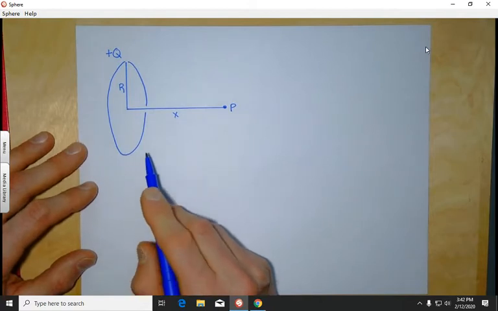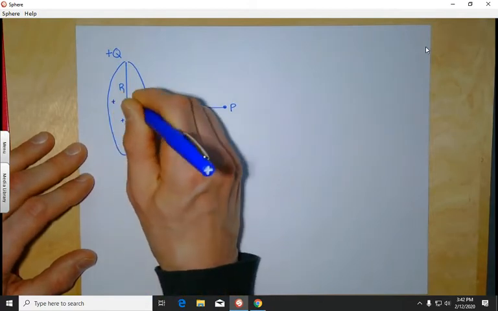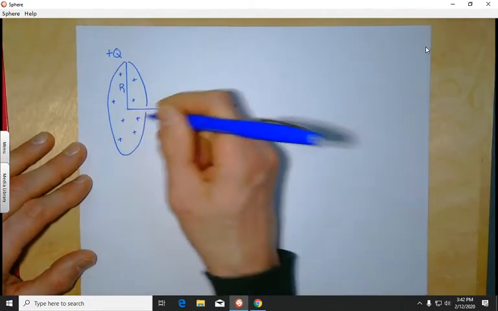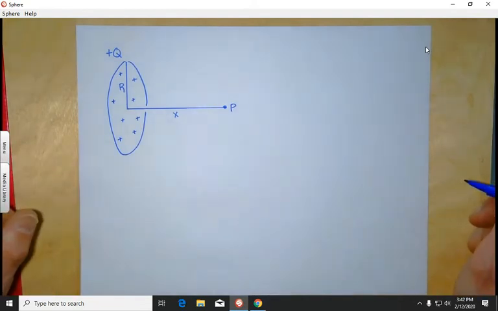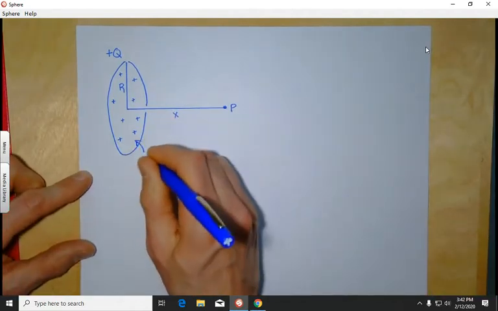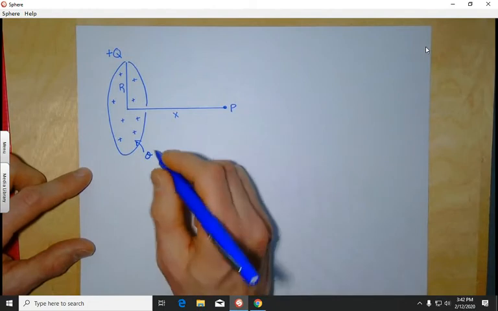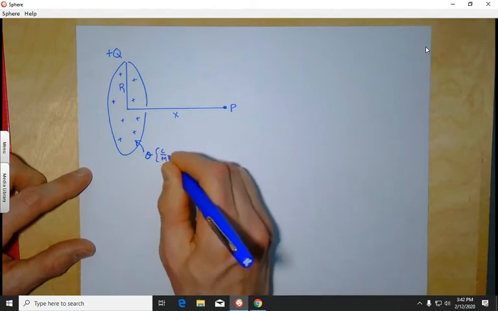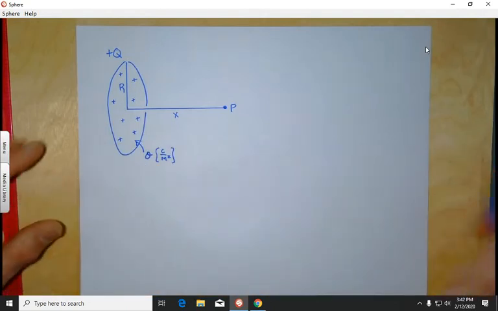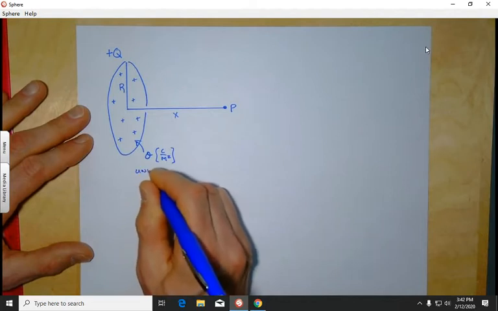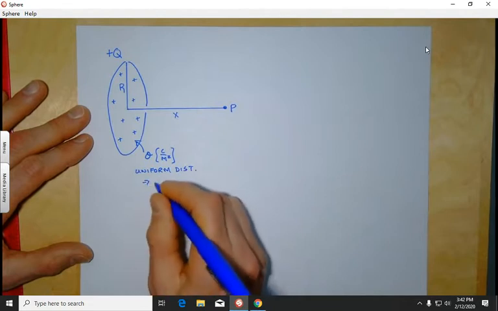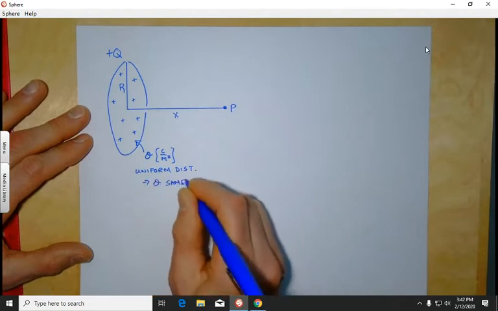We're going to spread it out. So you could draw some pluses on here, but the idea would be that we're spreading out the charge evenly. So in our derivation, we're going to talk about a value of sigma, which would be something in coulombs per square meter. And we're going to assume that that sigma is constant. So this is going to be a uniform distribution, and that means that sigma is the same everywhere.